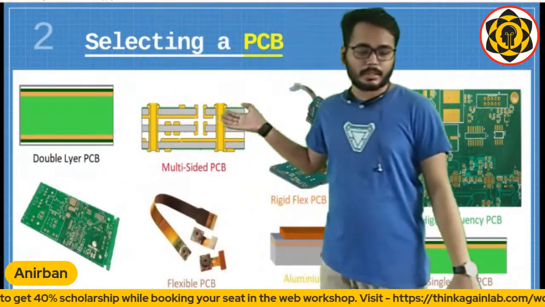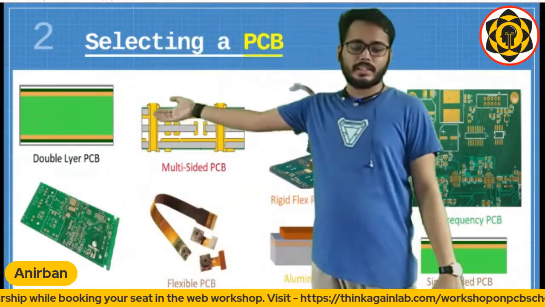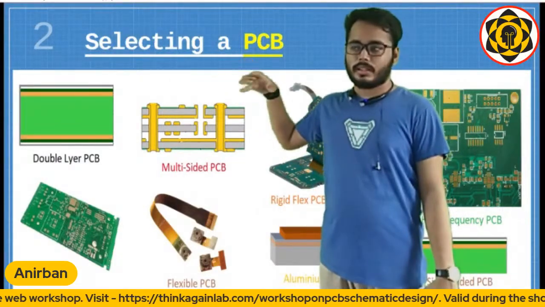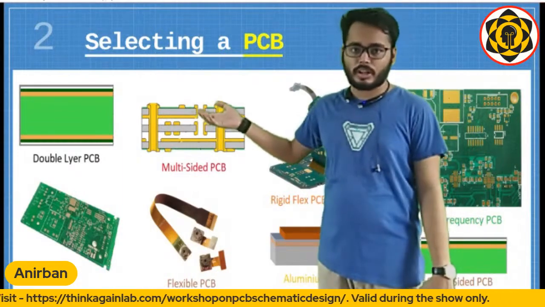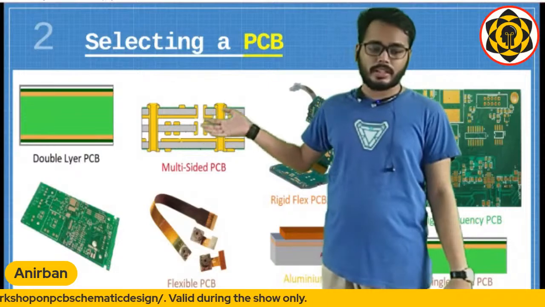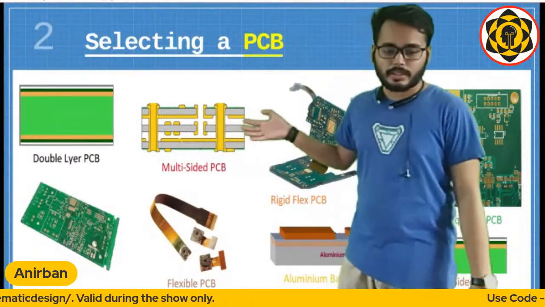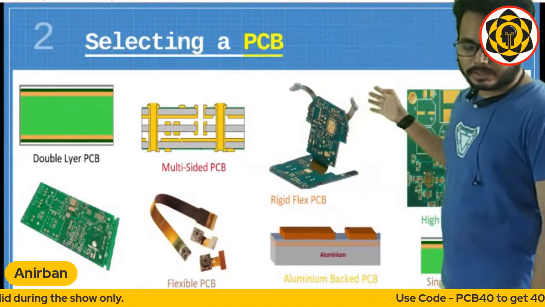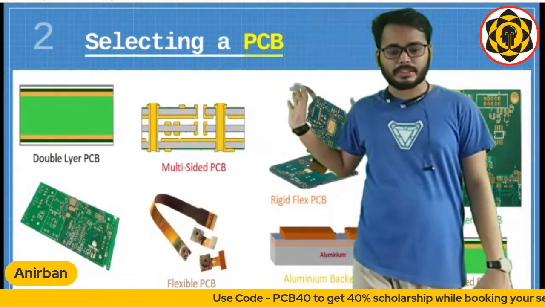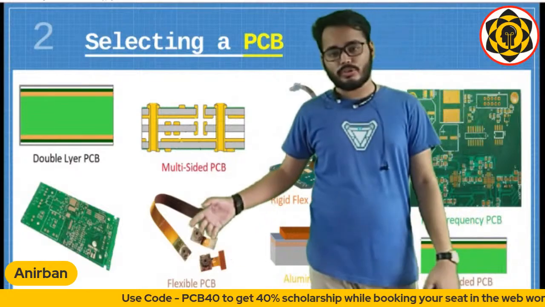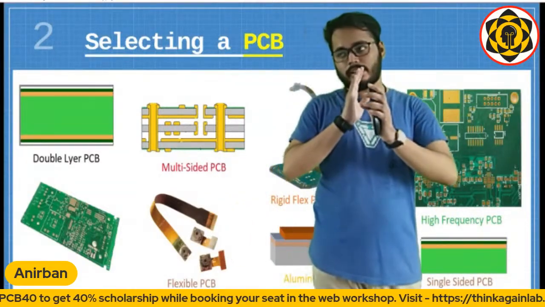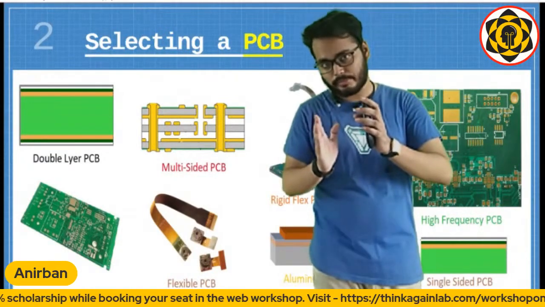First comes the double layer PCB, single layer PCB, or multi-layer PCB. These things depend on the complexity of your project. How many parallel lines you want going in a single place, it depends on that how many layers of PCB you will need. Next we come to the rigid PCB, flexible PCB, and rigid flexible PCB. So as I already told you, PCB is basically a sandwich of wires and an insulating material in between, right?